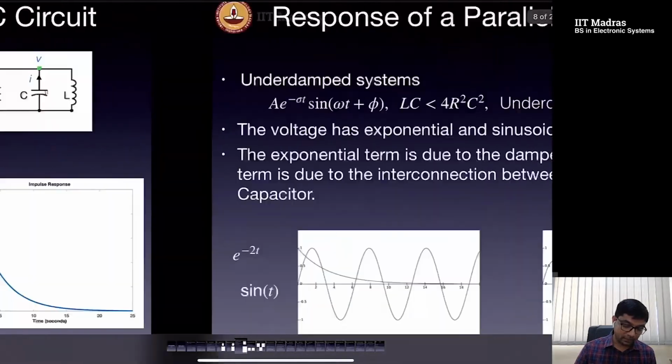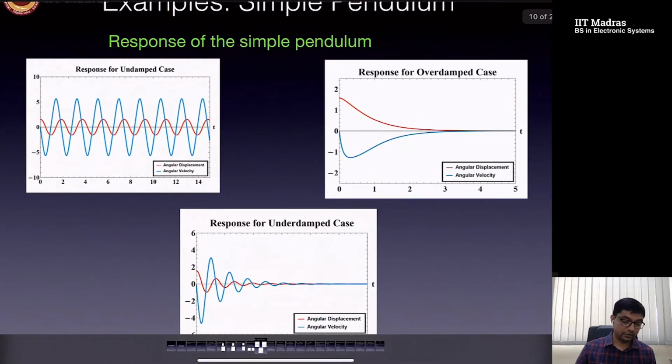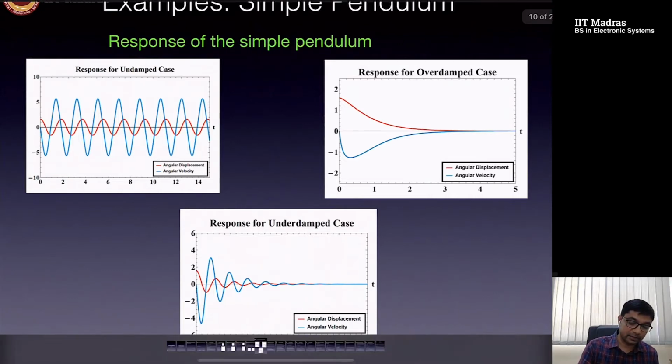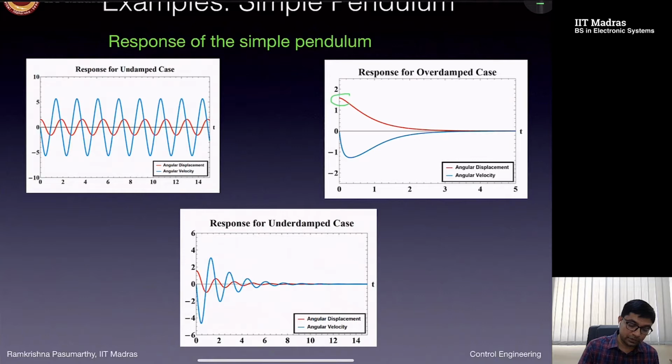If you remember the example of the pendulum that we had, of a simple pendulum, we had an undamped case where there was no damping. For any initial condition, the system just keeps oscillating. We had the response for an overdamped case. So look at this. For example, here I have a non-zero position, a zero angular velocity. Again, I can look at it in the circuit also, right? I had a non-zero current and a zero voltage. And what happens is eventually the position slowly comes back to 0, and so does the velocity.